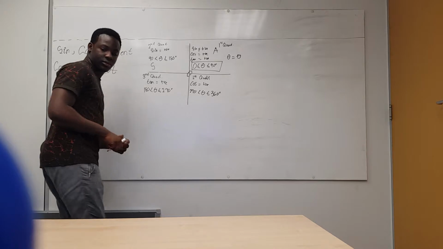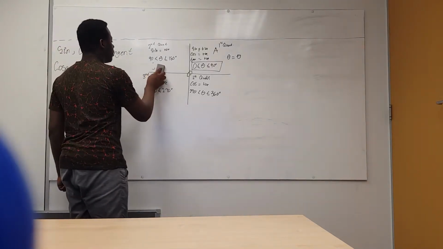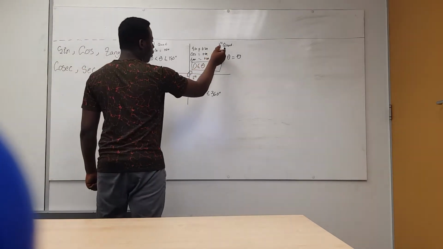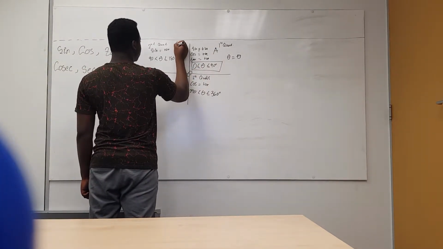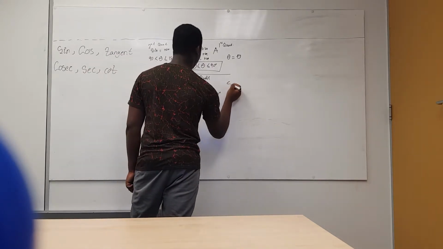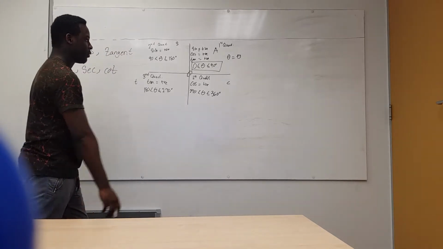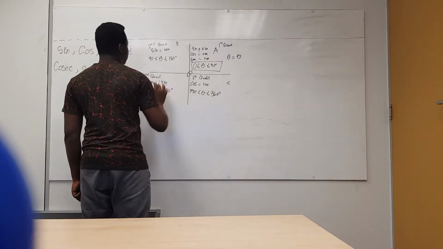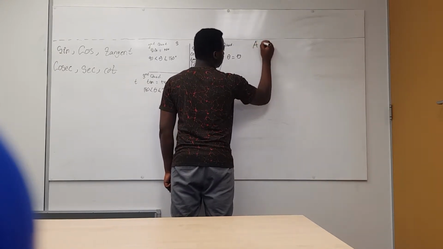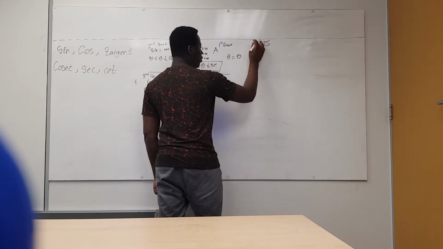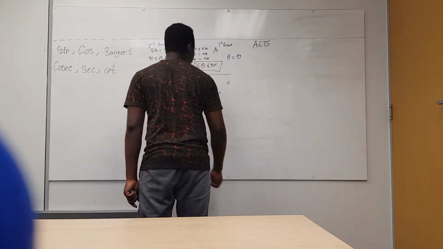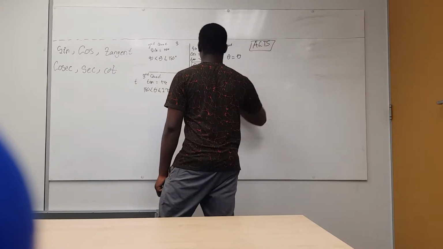So as I was denoting, all is positive here, only sine is positive here, only tan is positive here, only cosine is positive here. You can form an acronym: ACTS, which is all, cosine, tangent, sine. It's that simple. That's an abbreviation.